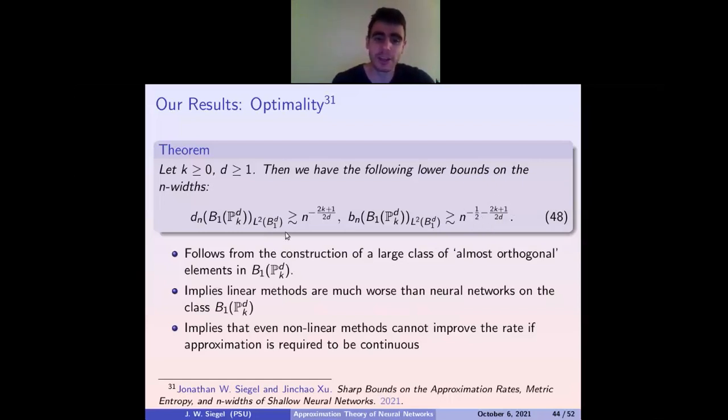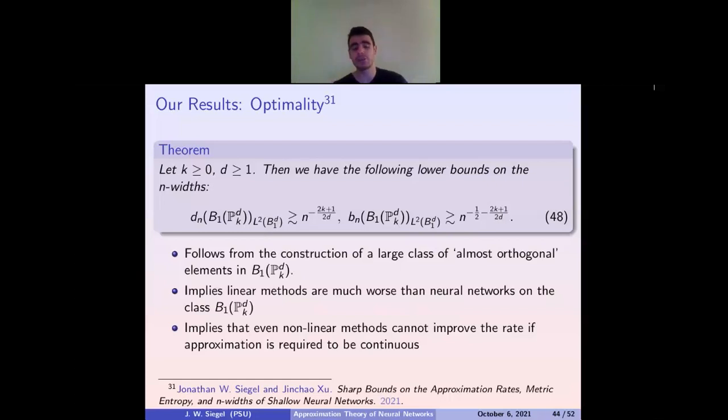So from that, you see that shallow neural networks are much better than linear methods on this convex hull. This had already been known by Barron, but we essentially sharpened these rates to increase the gap between the linear and neural network methods. The second result shows that if you require even nonlinear methods to have this approximation be continuous in that sense, then even nonlinear methods cannot improve upon neural networks on this convex hull.